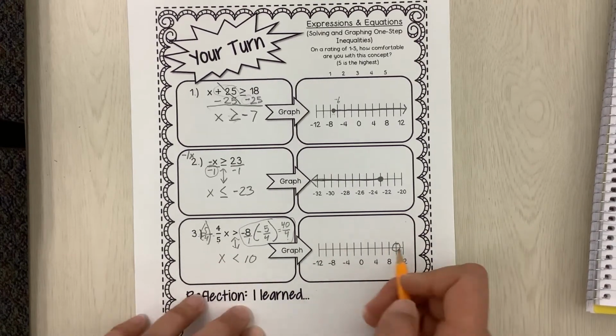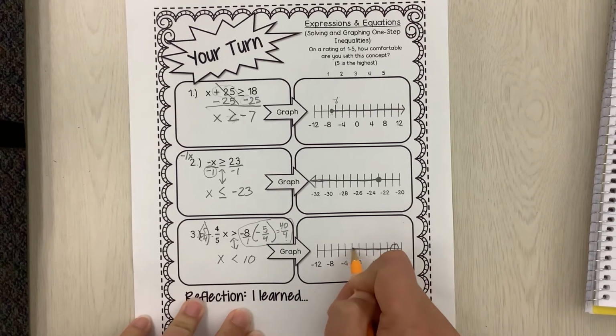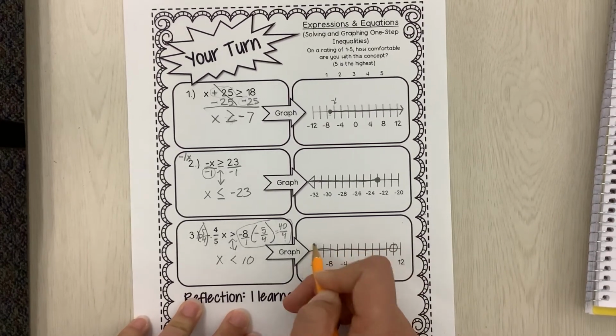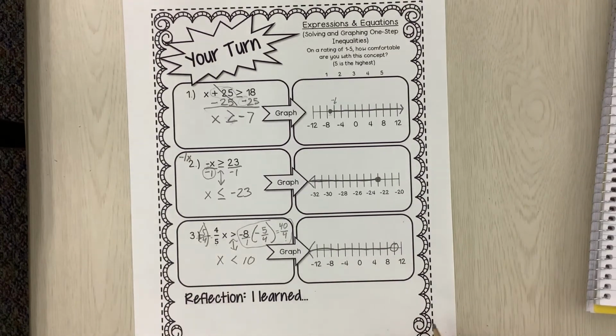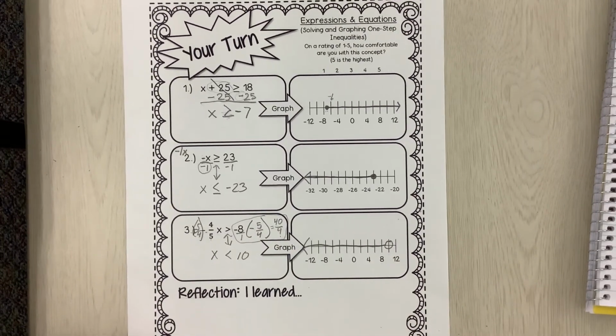So I need to go to the left. Remember, we don't know what it is. It could be negative 55. So I'm going to put my arrow at the end to show that it's going to keep going. All right, go ahead and do your reflection and keep going on your work.